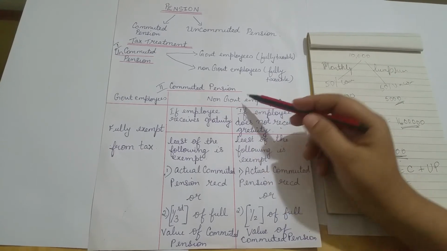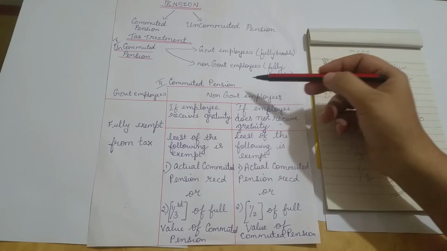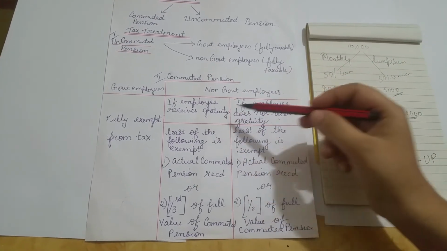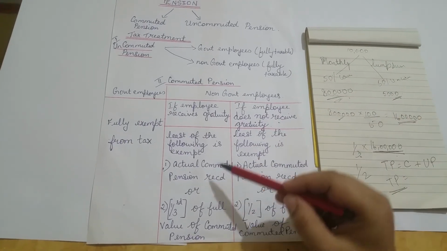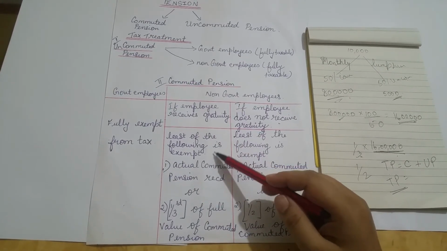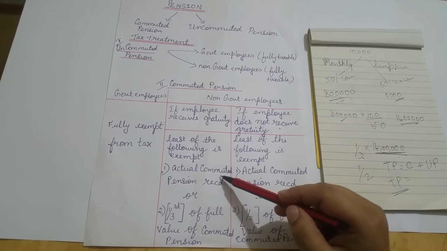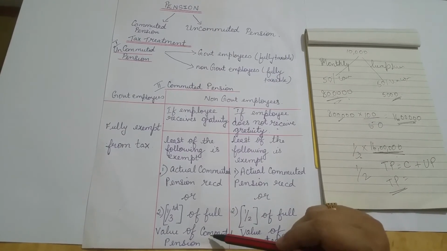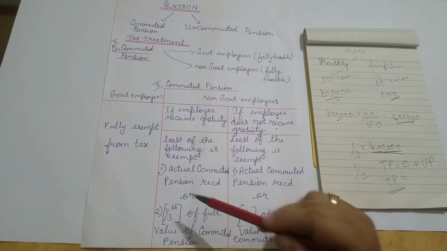Now moving on to commuted pension. Again, if the employee is a government employee, it is fully exempt from tax. If the employee is a non-government employee, then you need to see two scenarios: if the employee is receiving gratuity or if the employee is not receiving gratuity. If the employee is receiving gratuity, then the least of the following is exempt. Whatever is the commuted pension amount, from that you should minus the following. Least of the following: actual commuted pension received, whatever is the actual amount he is receiving, or 1/3 of full value of commuted pension. Assume that 100% of pension he has given away. Whatever is the full value of pension into 1/3.